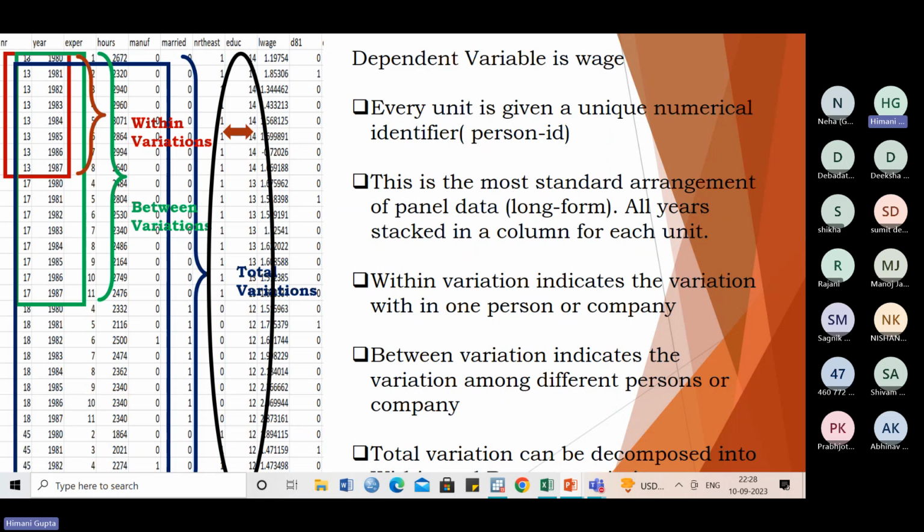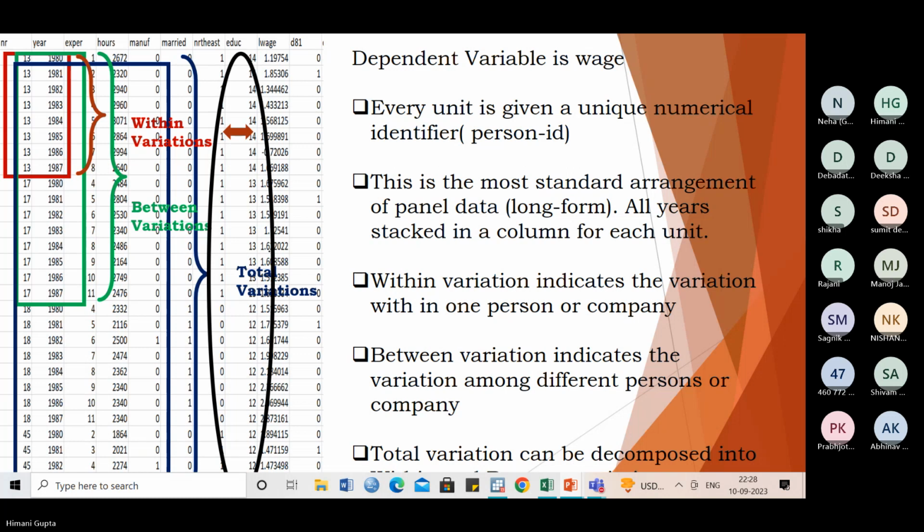I have given, let's say, individual 13, individual 17. Individual 13 is from Northeast. Individual 17 is also from Northeast, but individual 18 is not from Northeast. So I have taken a dummy variable. All those people who belong to Northeast will be denoted by 1, and all those who do not belong to Northeast will be denoted by 0.